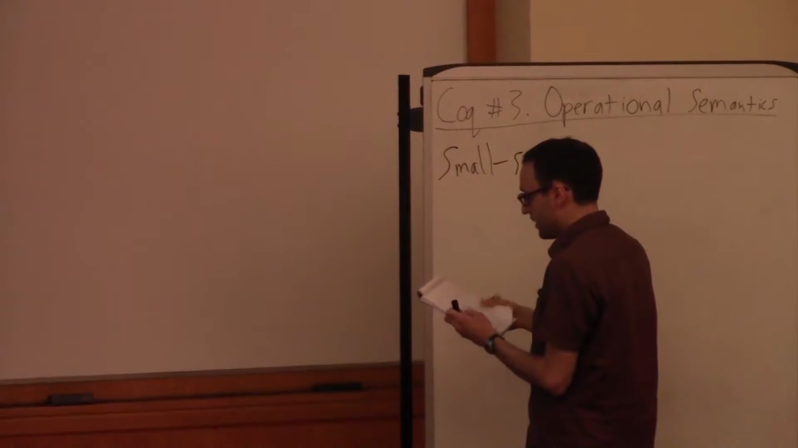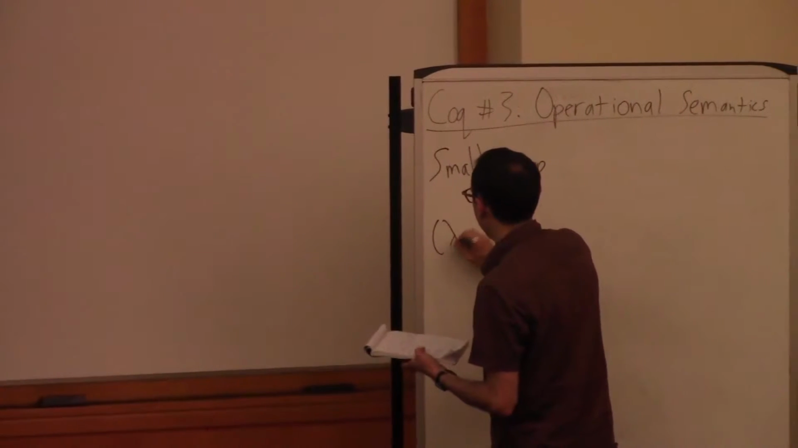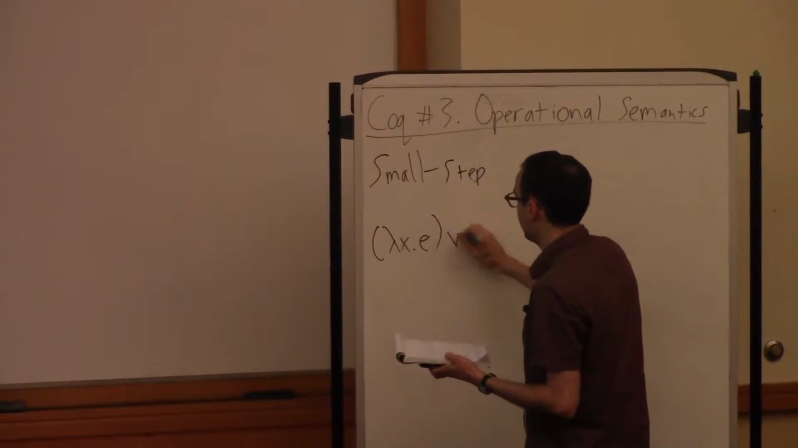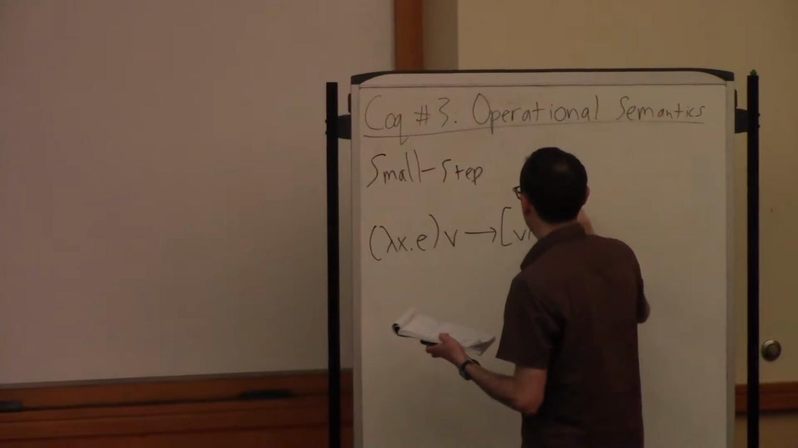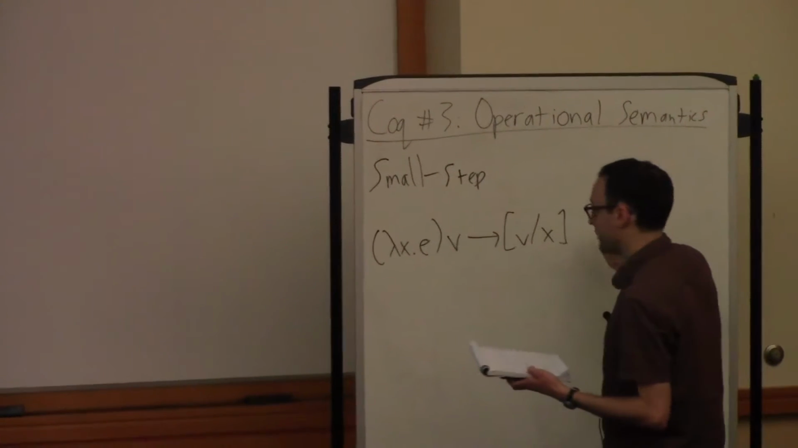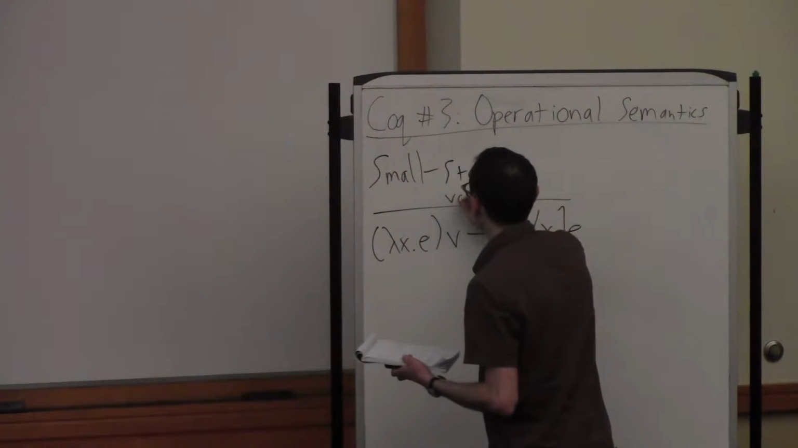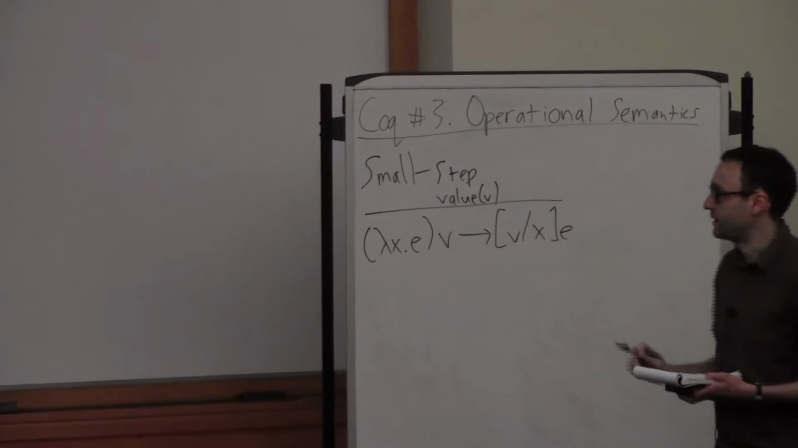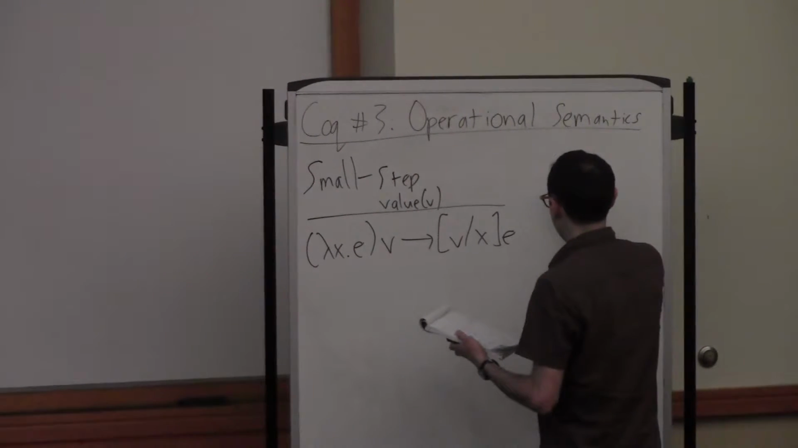So the first rule here is kind of the most fundamental one. It tells us what to do when we are ready to actually call a function. So we have some lambda abstraction applied to a value. The way we run this is we substitute in the body of the lambda abstraction in the usual way. And this rule only works when this argument v is a value.